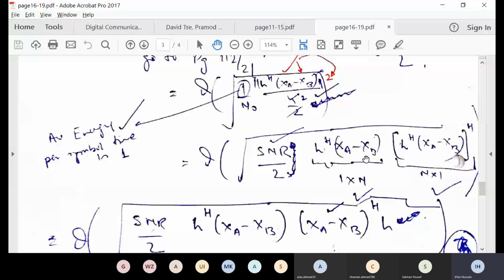So opening this mod square, this will give you 1 cross n cross 1, so that you get 1 cross 1, a scalar output, or its mod square. So this comes out to be this thing, this comes out to be like this. I think I need to go further.